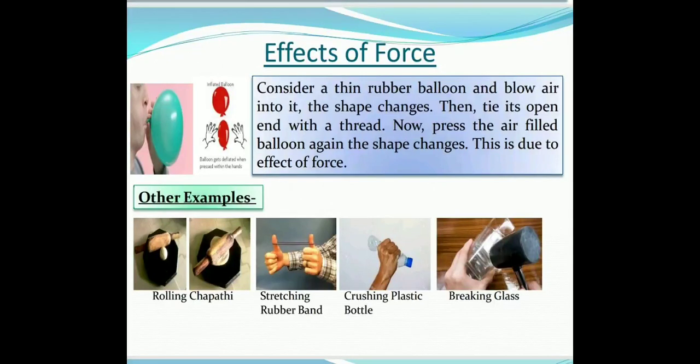Crushing a plastic bottle, the change in the shape is permanent. Making a chapati, here also the change in the shape is temporary. Breaking a glass, the change in the shape is permanent. Whatever examples we have discussed, we can understand that force not only changes the state of motion of an object but also changes the shape of an object. It may change the shape temporarily or permanently based on the nature of the object and the force applied on it.